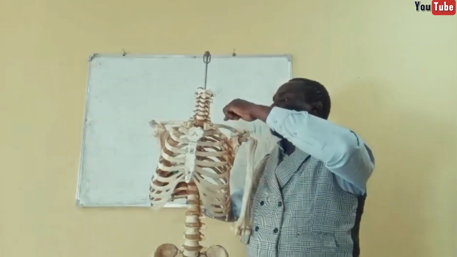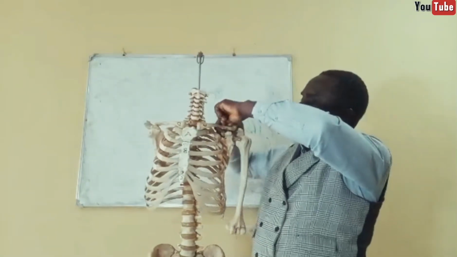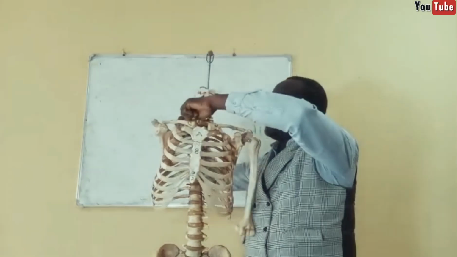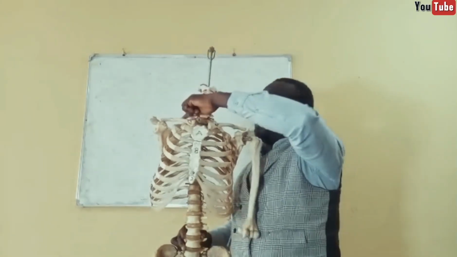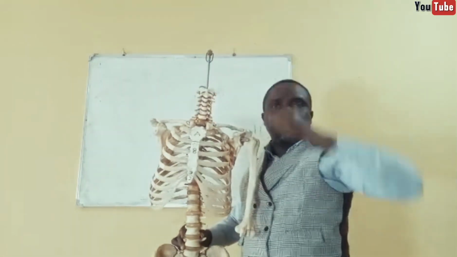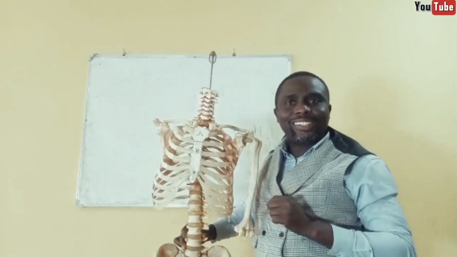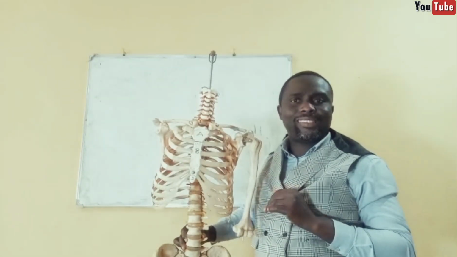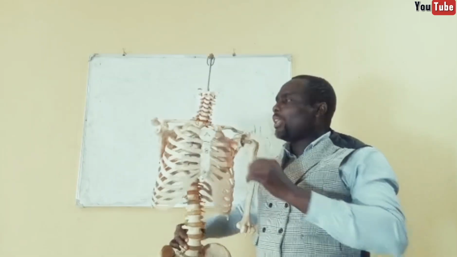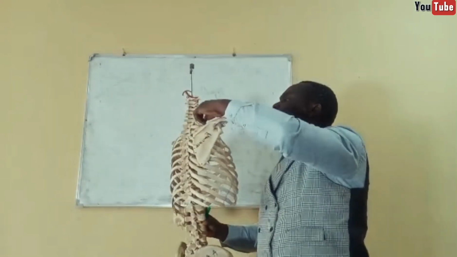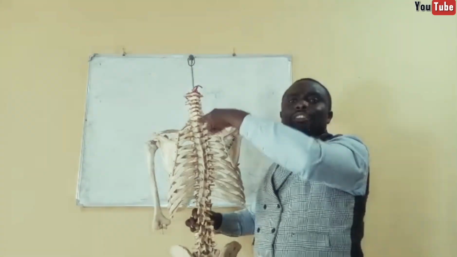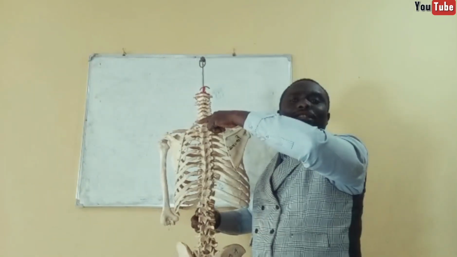And then the upper part of the first rib. And that is the thoracic inlet. But if you go to the back, you now see the first thoracic vertebra.